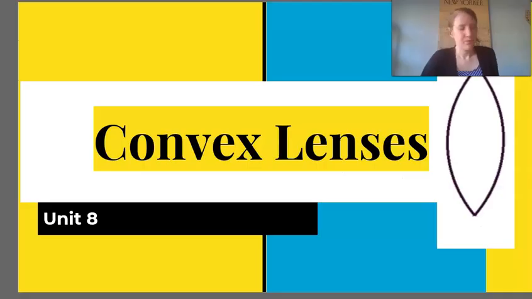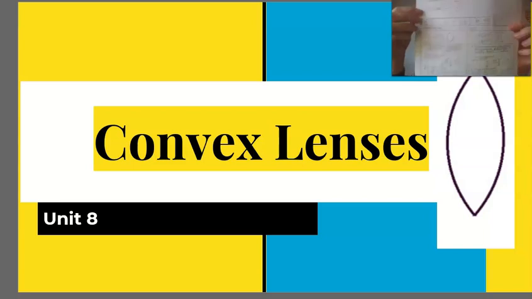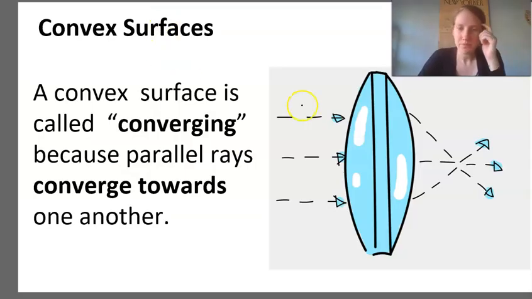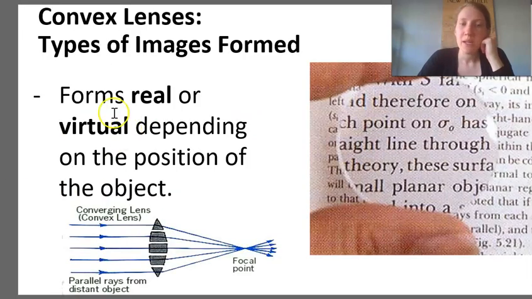Okay. Now we're going to compare and contrast convex and concave lenses. I'm going to try to go through them quickly. So we've been doing mirrors, which reflect. Now lenses refract and either focus or spread out light. Convex lens focuses light. So it's also called a converging lens because parallel rays converge towards one another or come together towards one another.